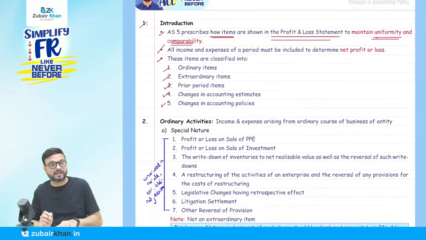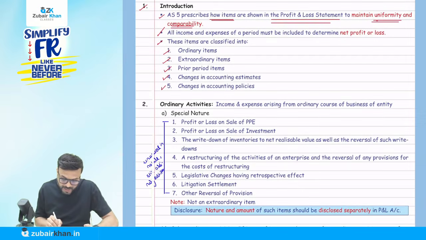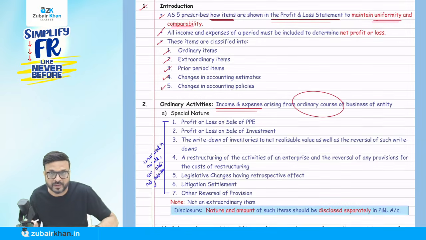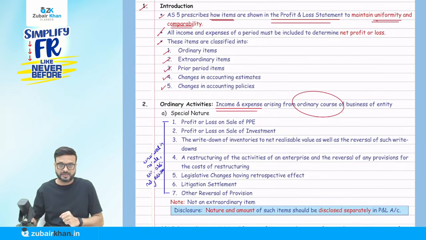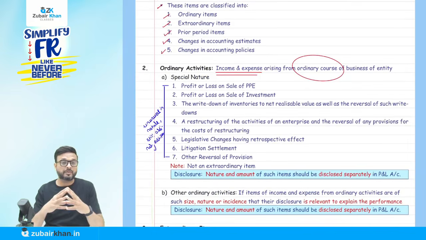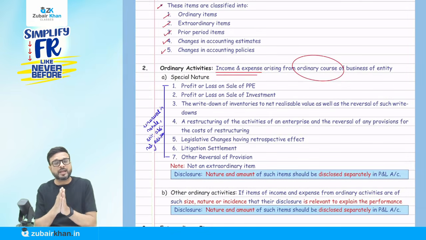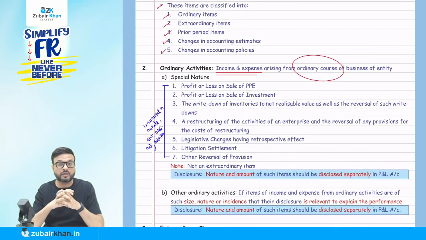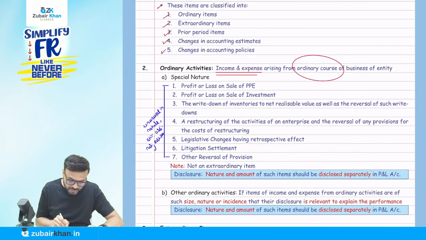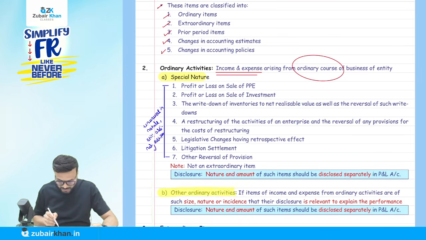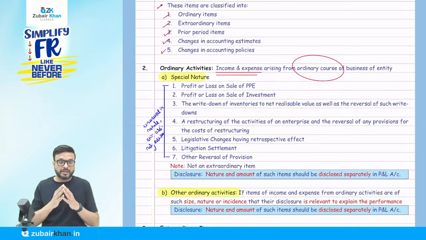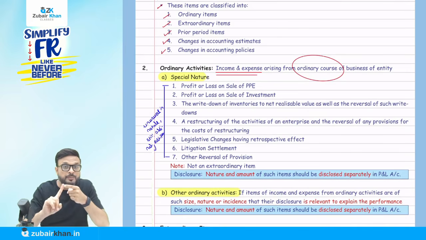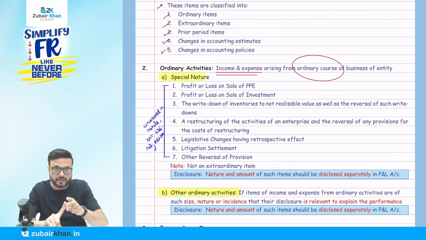What do you mean by ordinary activity? Ordinary activity means any income and expense arising from the ordinary course of business of the entity, from the core nature of business. But it is very important to note that ordinary activity is classified into two categories. Further, it is divided into two parts: first, ordinary activity of special nature, and second, other ordinary activity. So now understand this part. Here we are classifying ordinary activity into two categories: special nature and other ordinary activity. Now understand this point.